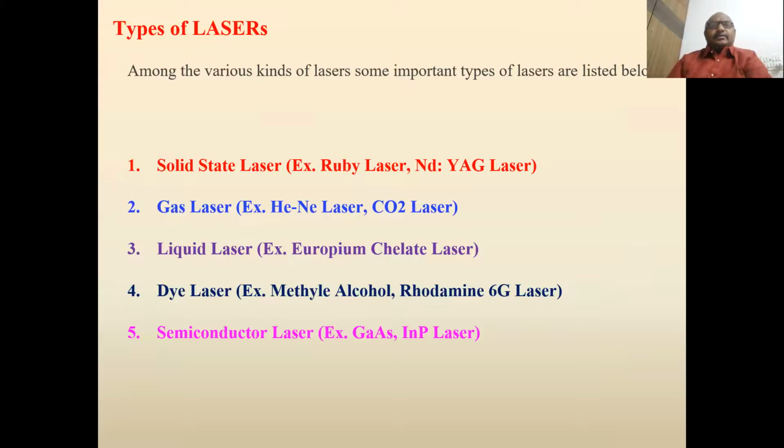Among the different types of lasers: solid state lasers, such as the ruby laser and the Nd:YAG laser, where Nd:YAG means neodymium yttrium aluminium garnet. Gas lasers, such as the CO2 laser or the helium neon gas laser. Liquid laser: europium chelate laser. Dye laser: methyl alcohol rhodamine 6G laser. Semiconductor lasers, the best examples being gallium arsenide, indium phosphide, indium arsenide and gallium phosphide lasers.